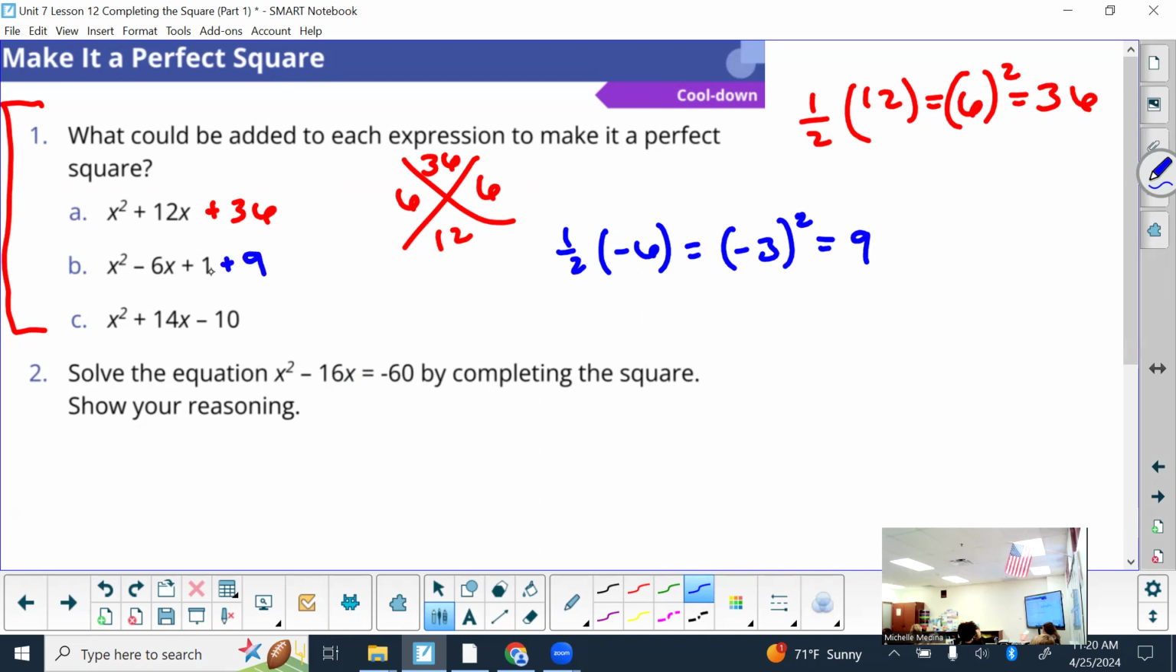Even if it has stuff right here, that's what I have to add to make it a perfect square trinomial. Technically, we would have moved this to the other side already, but 9 is what you have to add to this to make it a perfect square trinomial. It'd be negative 3 and negative 3 that make it work. Any questions, comments? Okay, I'll help you one-on-one.